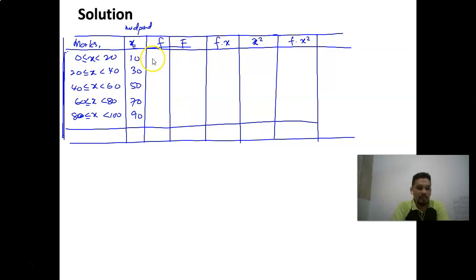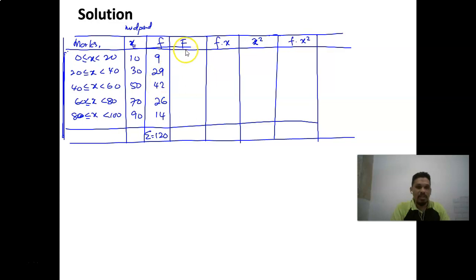And the frequency given just now: 9, 29, 42, 26, and 14. So let's find the sum of the frequency. 9 plus 29 plus 42 plus 26 plus 14 equals 120.